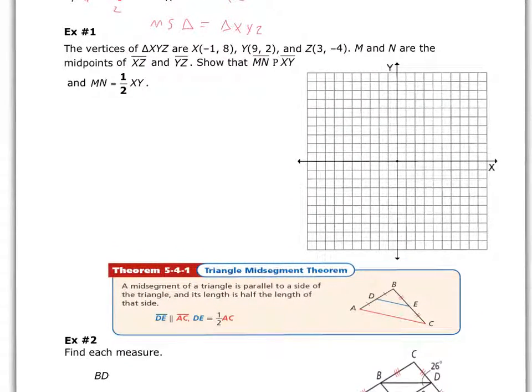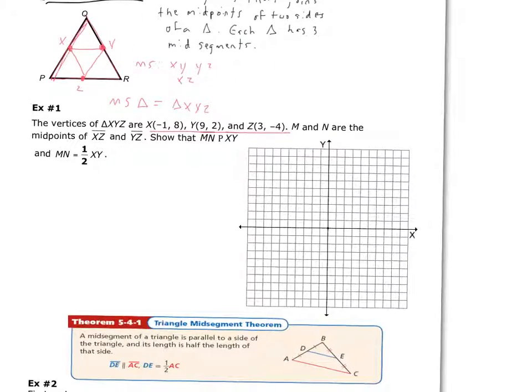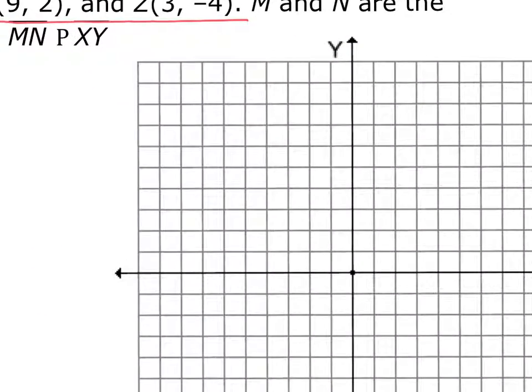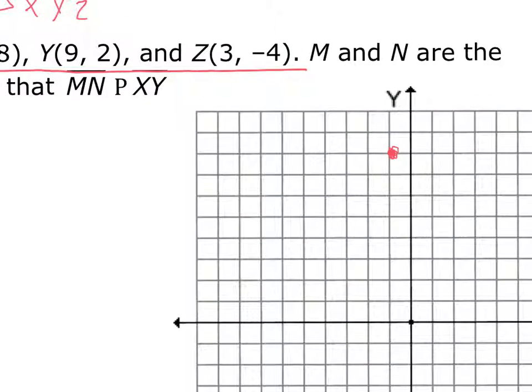And it's kind of wordy, but let's take it piece by piece and really break it down a little bit. Okay, so it says the vertices of triangle XYZ are these 3 vertices. Okay, so let's go ahead and graph those 3 vertices over here in our coordinate grid. Okay, so the first one we have -1, 8. That would be located right here, and that was point X. Okay, so let's go ahead and label it point X.